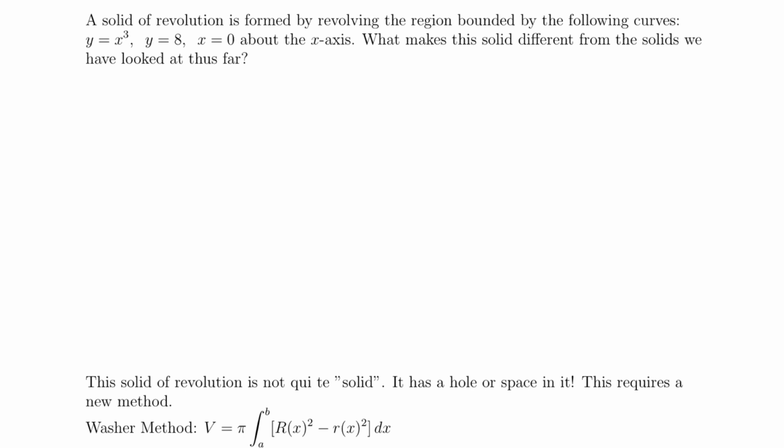So just from practice. So here's your practice problem, and we'll practice a couple more next time. Oh, hopefully we get to cylindrical shells. I forgot. We have to go around different axes. We'll see. So a solid of revolution is formed by revolving this region bounded by the following curves. Y equals x cubed, y equals 8, x equals 0, about the x-axis. What makes this solid different? It's got a hole in it, because we just answered that question by doing the problem before it.